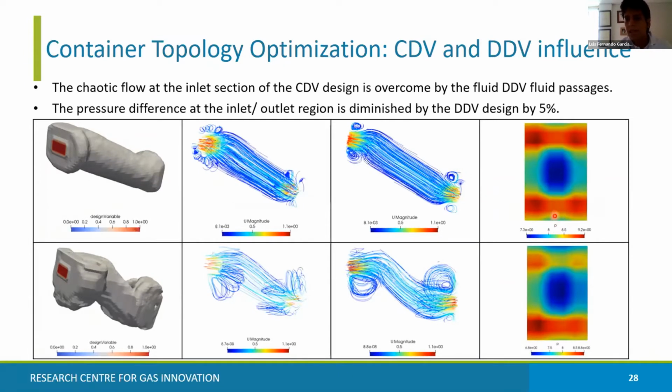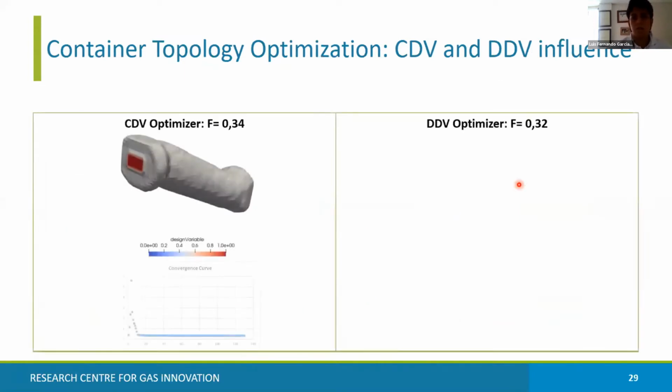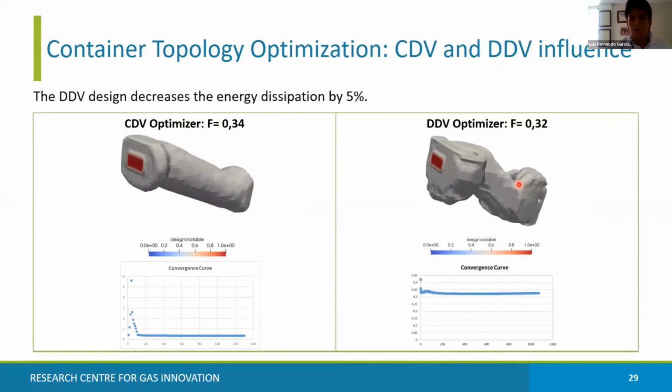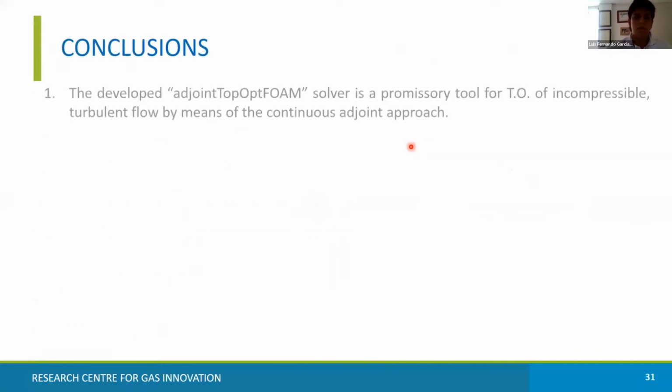This can be seen in the pressure gradient difference between the inlet and outlet boundaries, where we see that the CDB design has large pressure gradients. Therefore, the energy dissipation over there is larger. And we can quantify this effect by calculating the energy dissipation. So we can see here the difference between one and the other.